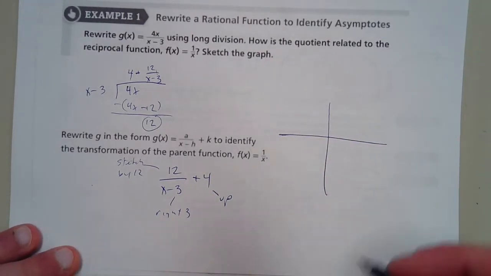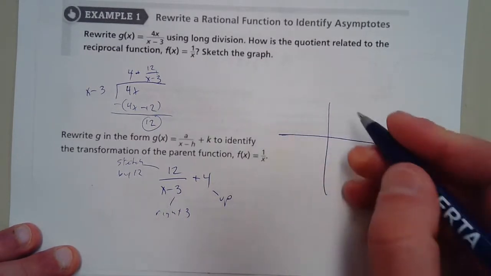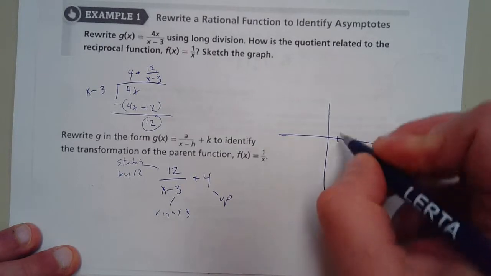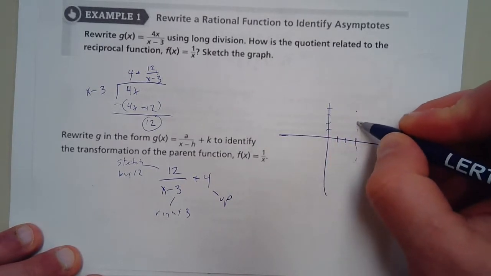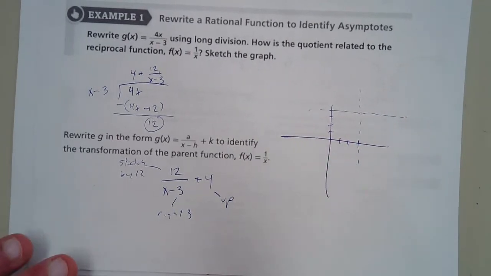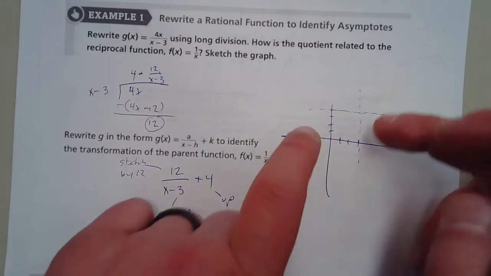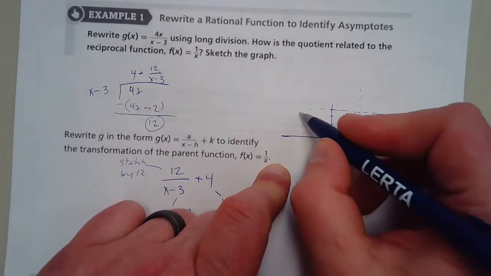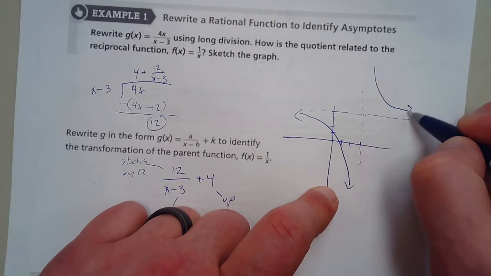So instead of having our asymptotes at 0 and 0 here, it's going to be shifted right 3, 1, 2, 3, and up 4, 1, 2, 3, 4. And so our asymptotes are going to run right through this spot. And normally, it's in these 2 quadrants here. The only difference is it's going to be stretched by 12, so it's going to be wider than your typical graph. So, it's going to be something kind of like this is what we'd be looking at.